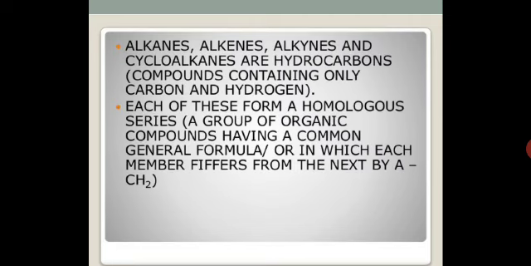Alkanes, alkenes, alkynes, and cycloalkanes are hydrocarbons, which means compounds containing carbon and hydrogen only. Each of these forms its separate homologous series. You remember homologous series, we said, is a group of organic compounds having a common general formula, in which each member differs from the next by CH2, or a factor of 14 mass units.